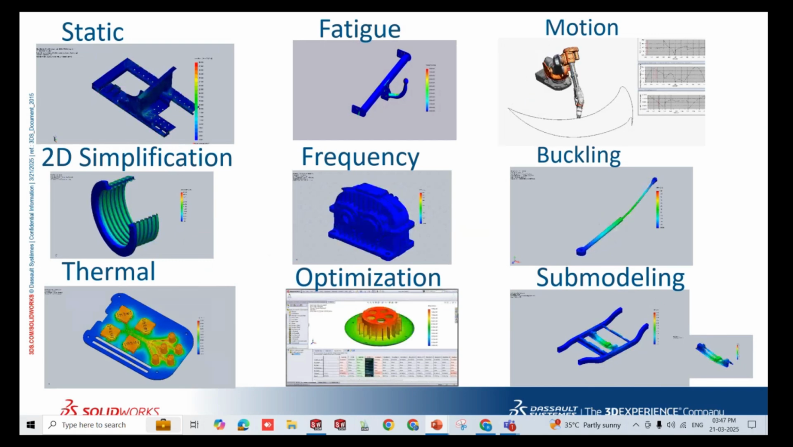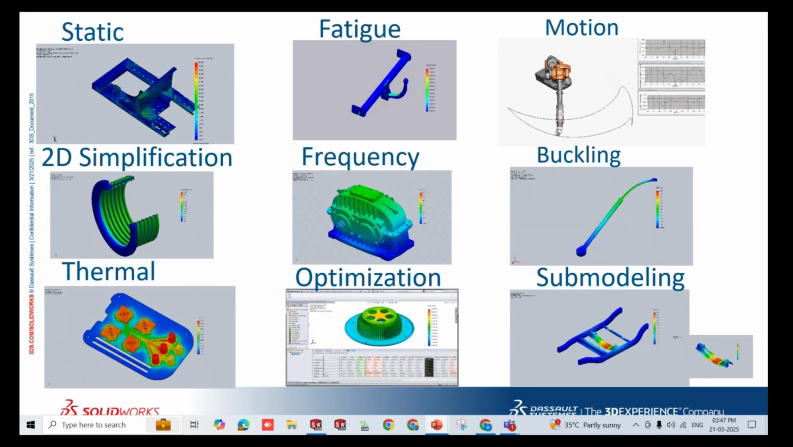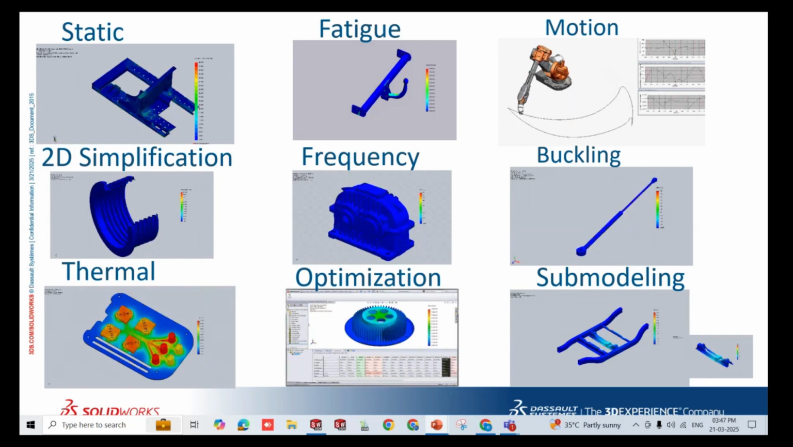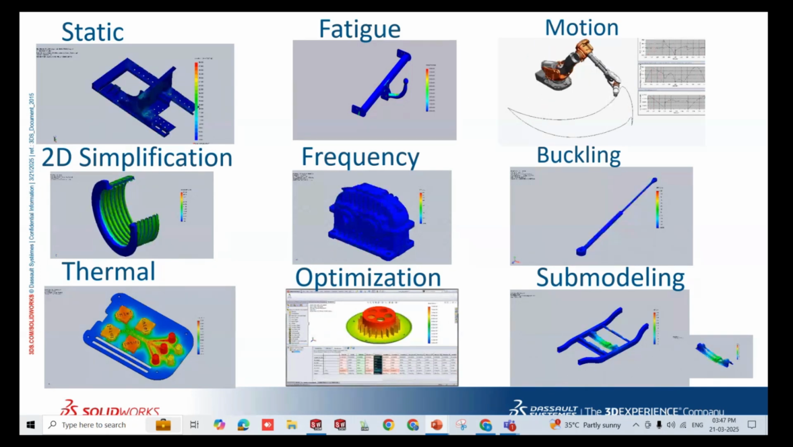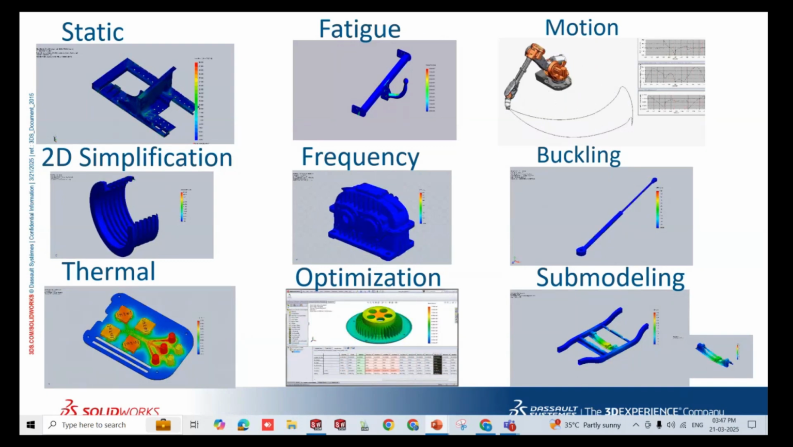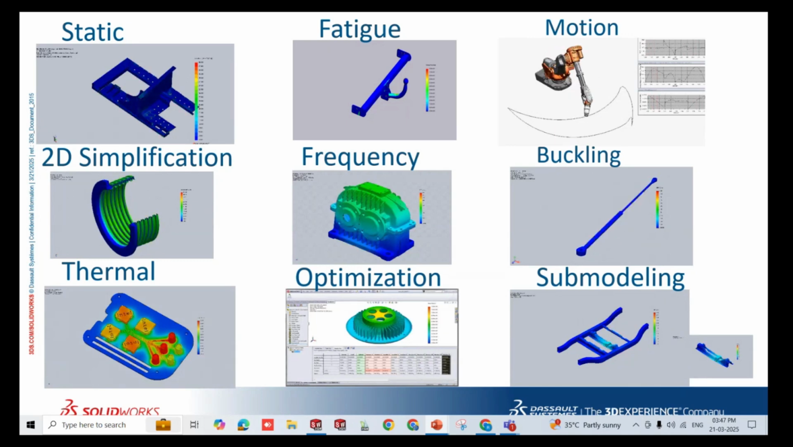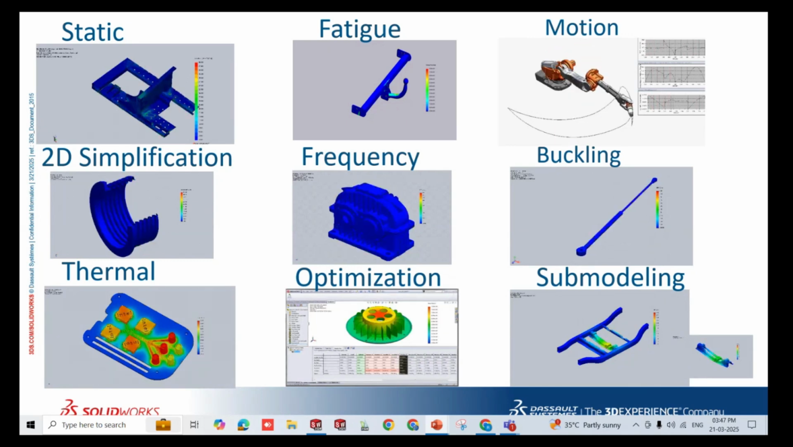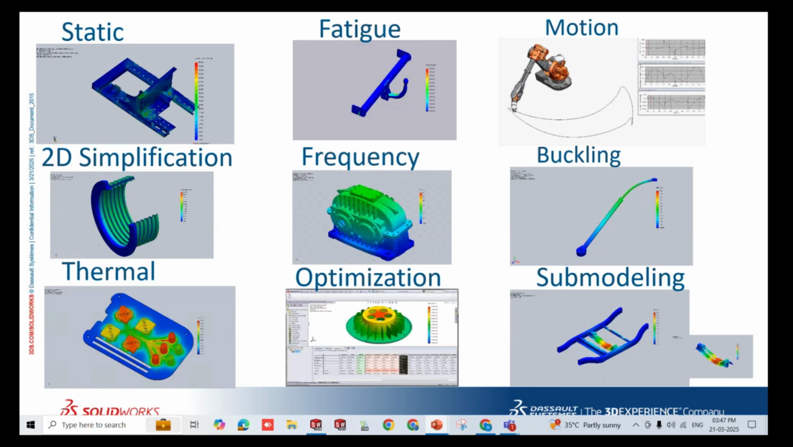Now coming to the capabilities of SolidWorks. First one is static. We have already gone through static analysis. I hope I don't have to cover it again, but basically in static analysis, we are going to see deflection, stresses, and factor of safety. The second one is fatigue. In fatigue, we observe the life of the model.